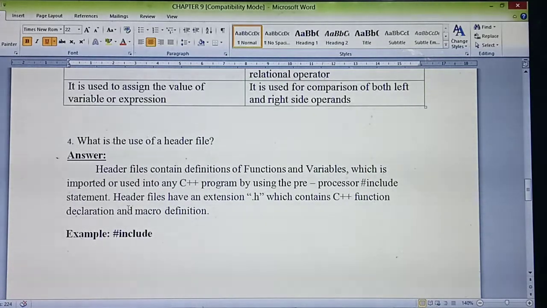A header file contains definitions of functions and variables which are imported or used into any C++ program by using the preprocessor #include statement. Header files have an extension .h, which contains C++ function declarations and macro definitions. An example is #include. Then you should write, I have marked now on page number 125, #include iostream. First you should write that, and after that you should continue. Okay.